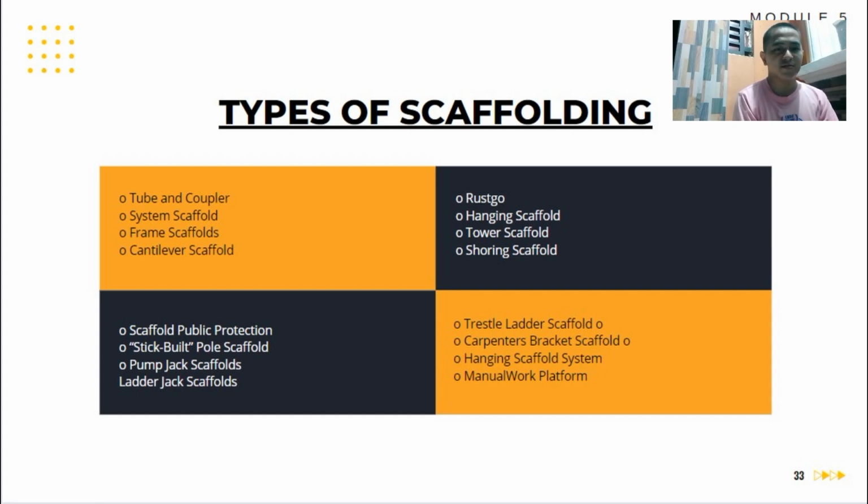Types of scaffold: tube and coupler, system scaffold, frame scaffold, cantilever scaffold, cross-go, hanging scaffold, tower scaffold, shoring scaffold, scaffold public protection, stick-built pole scaffold, pump jack scaffold, ladder jack scaffold, trestle ladder scaffold, carpenter's bracket scaffold, hanging scaffold system, lastly, manual work platform.